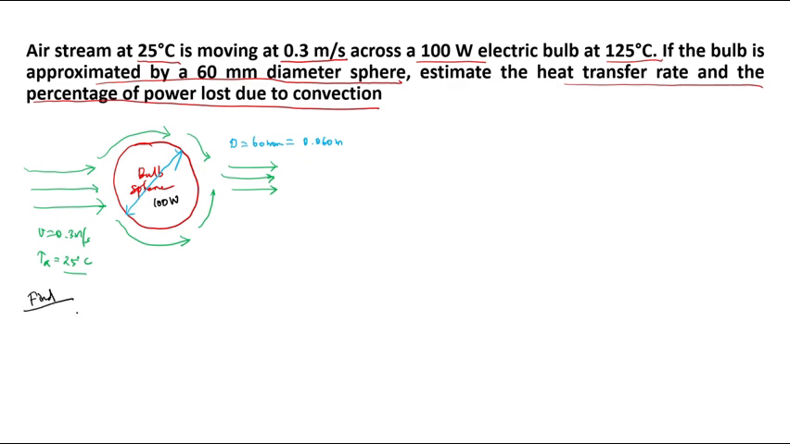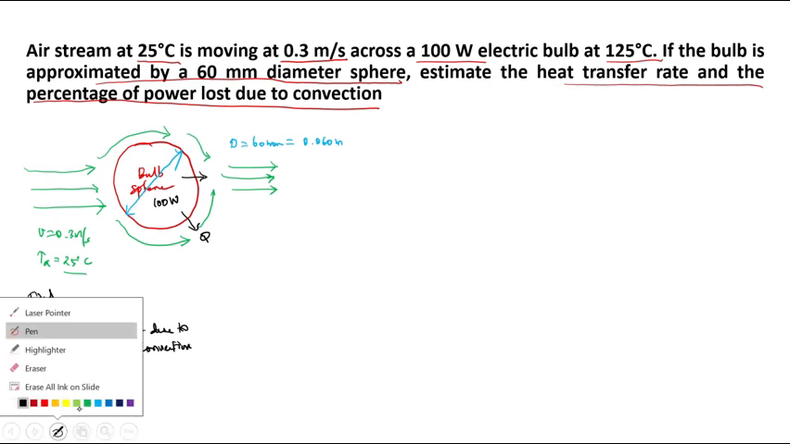First one is how much heat is lost by the sphere, that is, the electric bulb, to the atmospheric air. Second one, the percentage of heat lost due to convection. I mean, from the 100-watt electrical bulb, how many watts are lost by means of convection. Okay, now we can move to the problem.